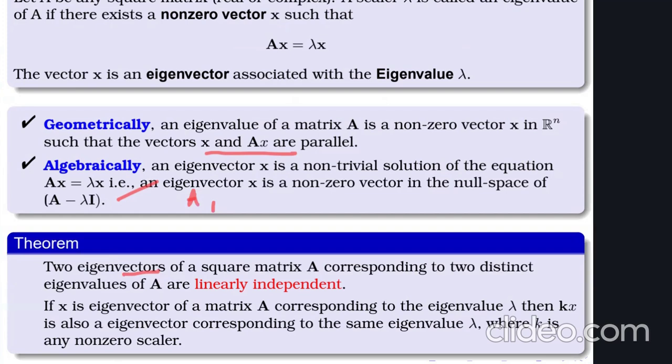Another property is, if x is an eigenvector, then any scalar multiple of x is also an eigenvector. But x and a multiple of x are not linearly independent. x and lambda x are linearly dependent. So there are infinitely many linearly dependent eigenvectors, but x is the generator, or x is the basis of this set. So that's it.